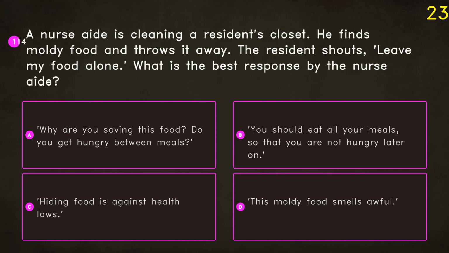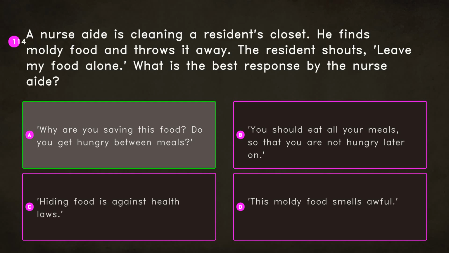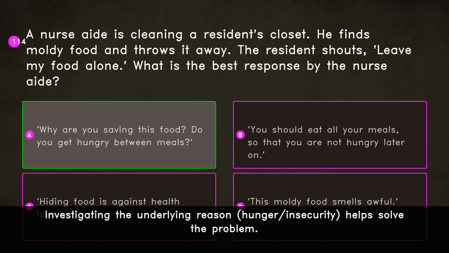Question 114. A nurse aide is cleaning a resident's closet. He finds moldy food and throws it away. The resident shouts, "Leave my food alone." What is the best response by the nurse aide? A. Why are you saving this food? Do you get hungry between meals? B. You should eat all your meals, so that you are not hungry later on. C. Hiding food is against health laws. D. This moldy food smells awful. The correct answer is why are you saving this food? Do you get hungry between meals? Investigating the underlying reason, hunger or insecurity, helps solve the problem.